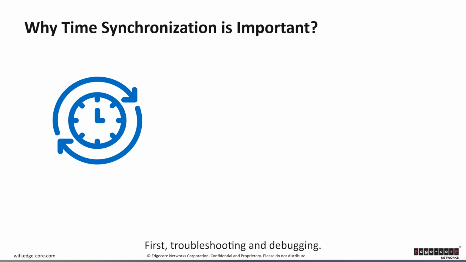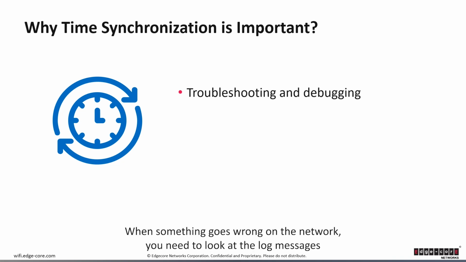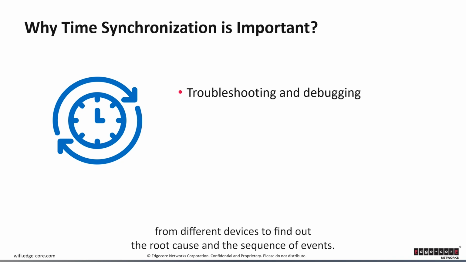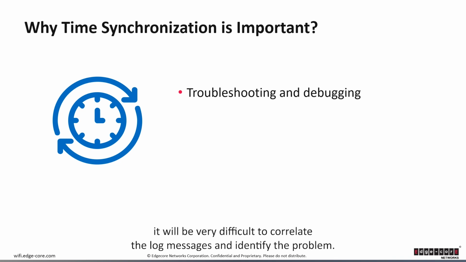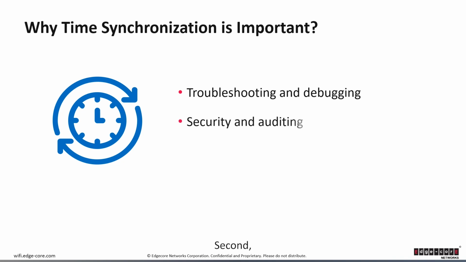First, troubleshooting and debugging. When something goes wrong on the network, you need to look at the log messages from different devices to find out the root cause and the sequence of events. If the clocks on the devices are not synchronized, it will be very difficult to correlate the log messages and identify the problem. Second, security and auditing.